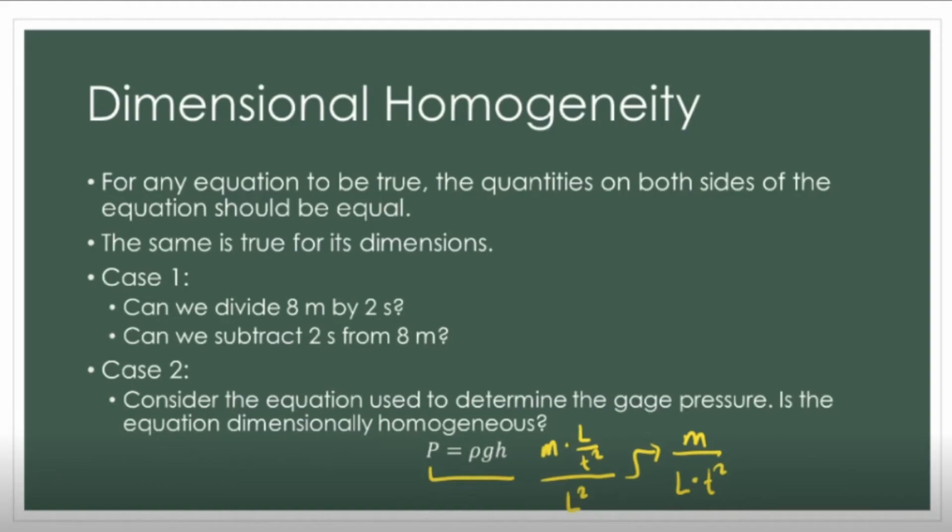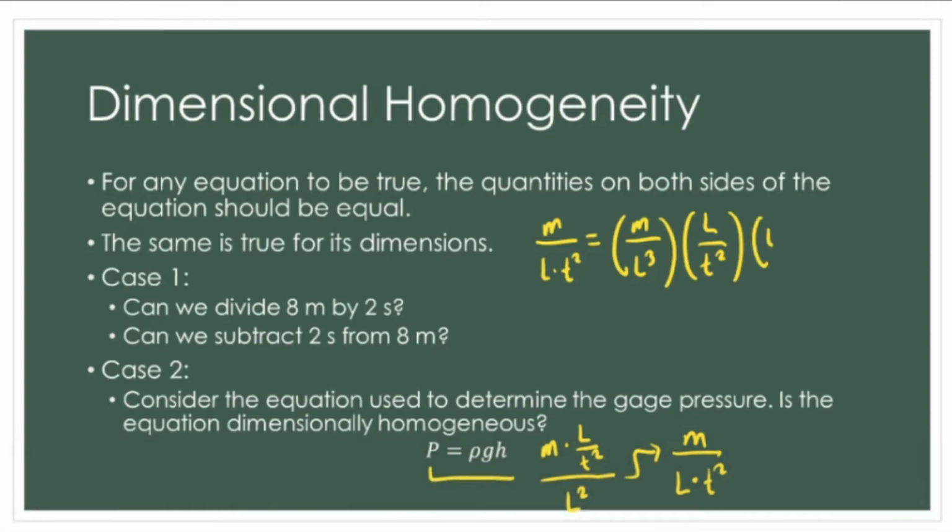On the left-hand side of the equation, we have pressure, and we have established that its dimensions are mass over length over time squared. Let us see if that is the same on the right-hand side of the equation. For density, that is mass over volume or L cubed. For the acceleration due to gravity or g, that is length over time squared. And finally, for h or height, that is simply L.